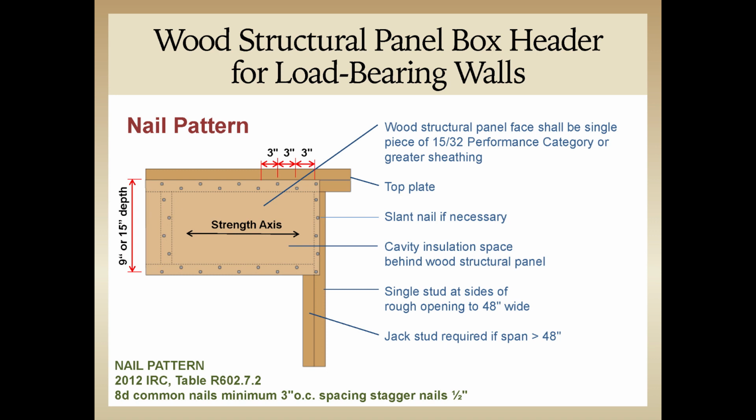Another note is the strength axis of the panel used in all panel box headers must be placed across the opening, so it must be installed horizontally. If you're using vertical sheathing for the rest of the home, it only needs to be changed at the header locations. Nails must be 3 inches on center at framing members at the header location to create these box headers. And lastly, you can have no splices in the top plate occurring inside the header area.